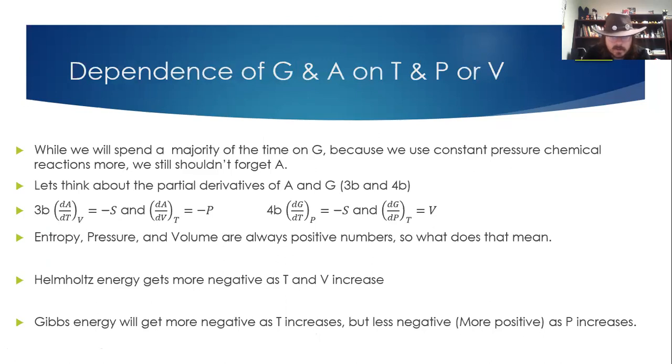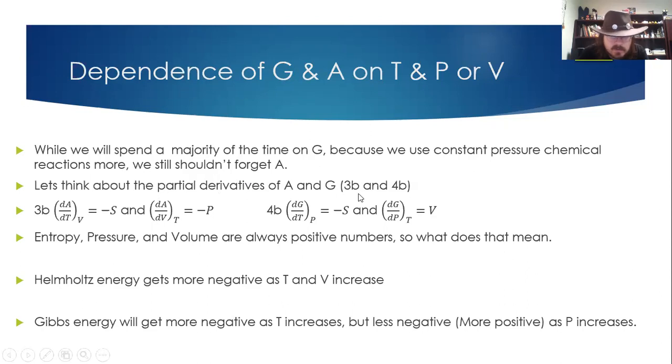So the final thing we'll talk about before we end this little video is the dependence of G and A on T, P, or V. We'll spend most of the time with Gibbs, because we use a lot of constant pressure chemical reactions that occur under atmospheric conditions. But still, we don't want to forget about A.